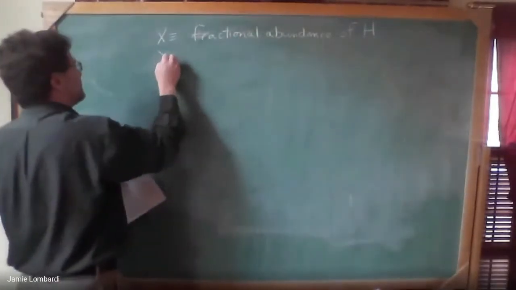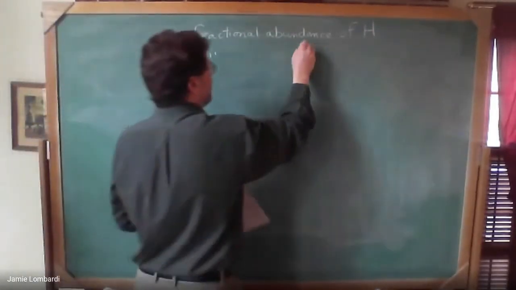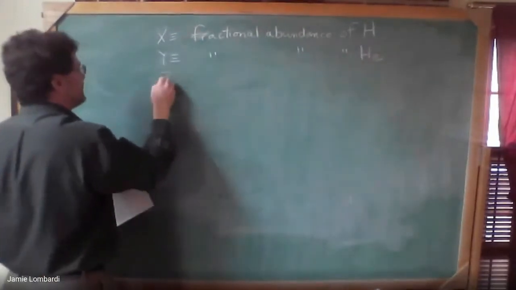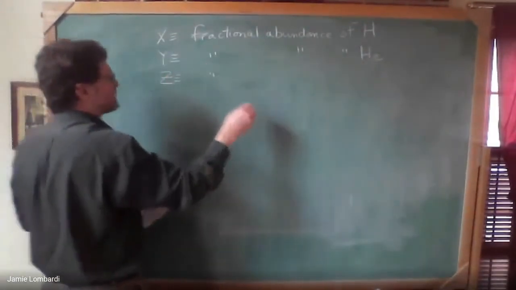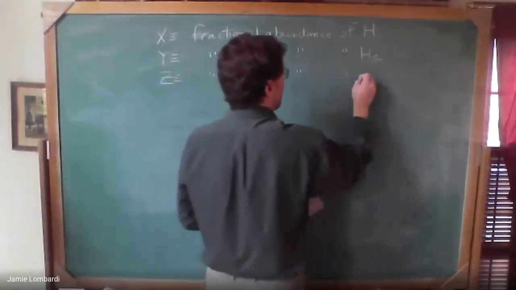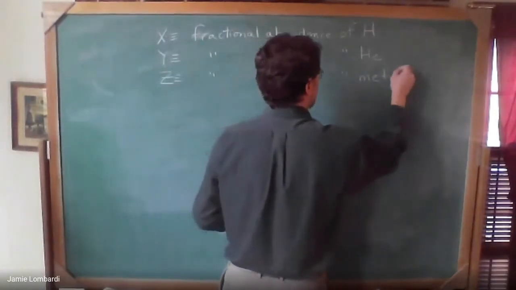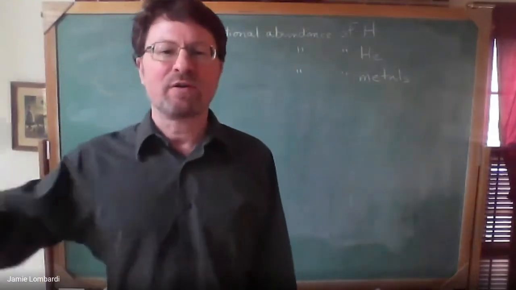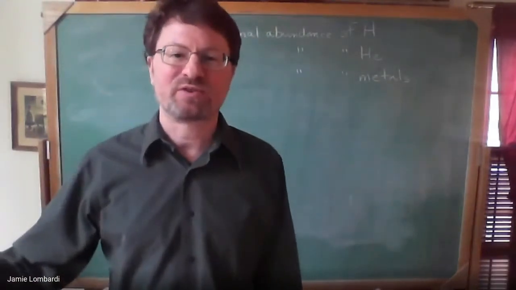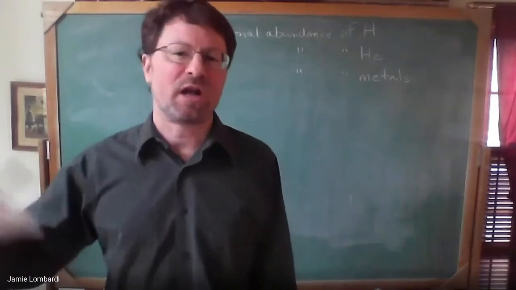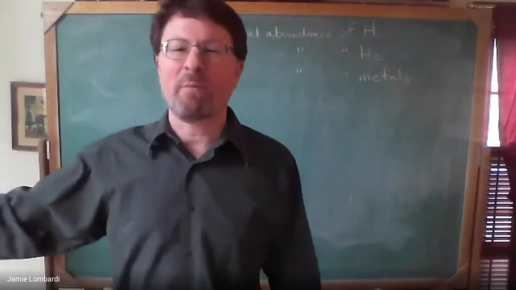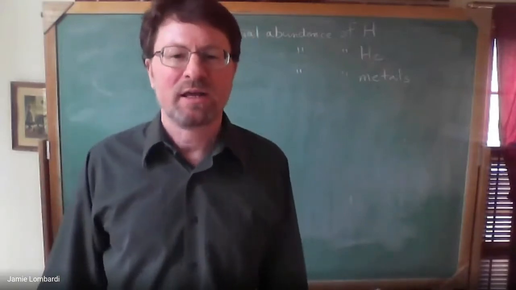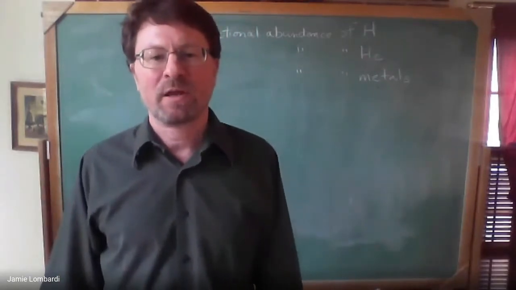And Y is the fractional abundance of helium. And Z is the fractional abundance of metals. And to an astronomer, a metal is anything heavier than helium on the periodic table. So lithium, beryllium, carbon, nitrogen, oxygen, any of these things, they're all metals. It doesn't matter if they conduct electricity well or not. It's a metal if it's not hydrogen or helium.